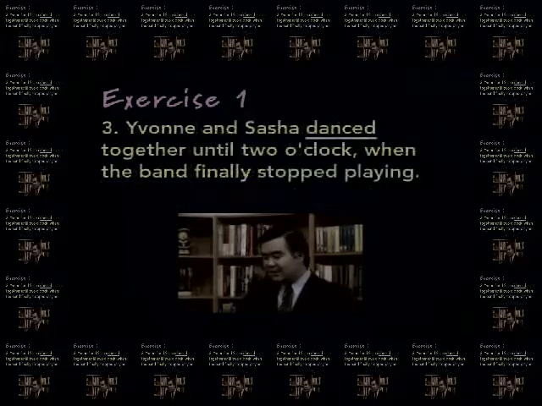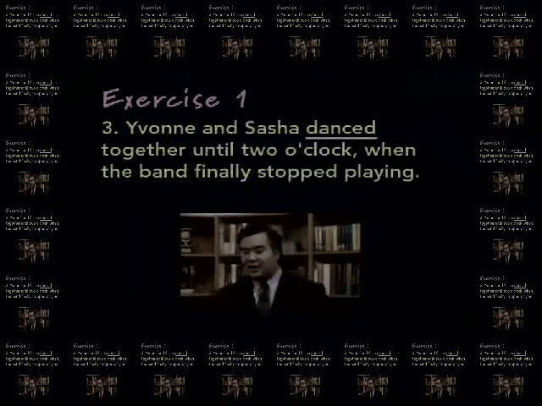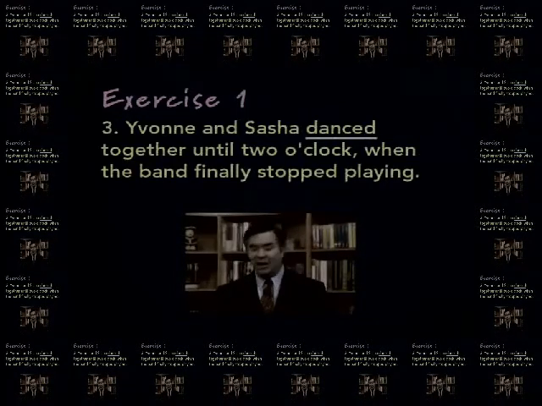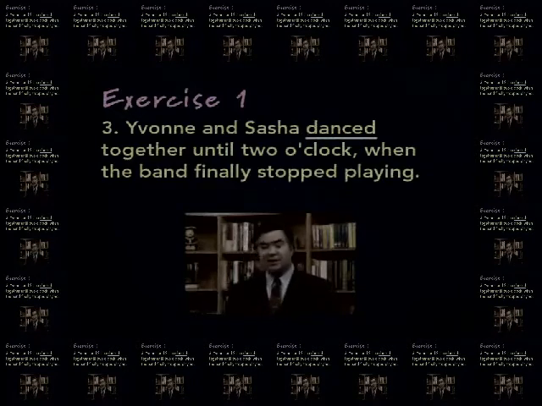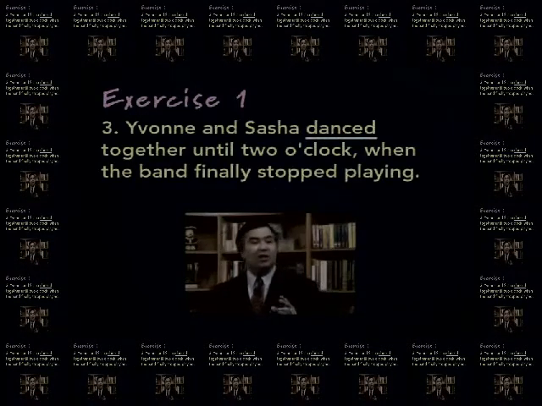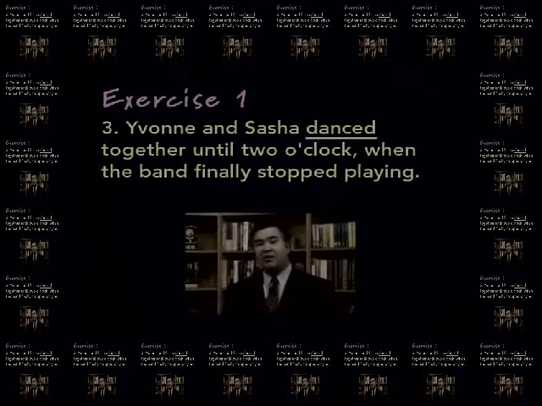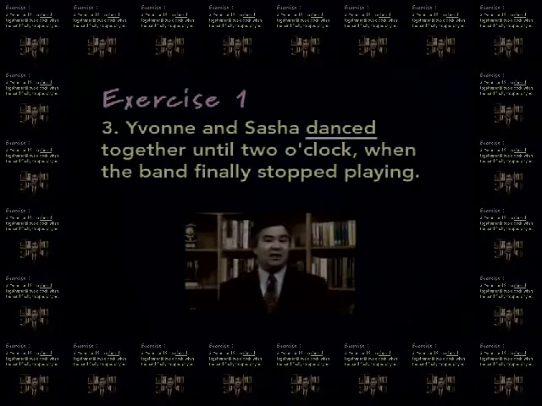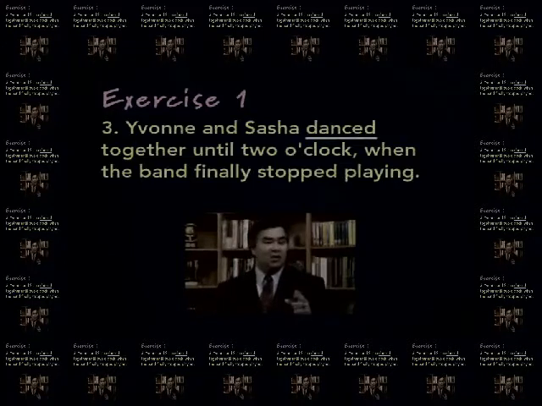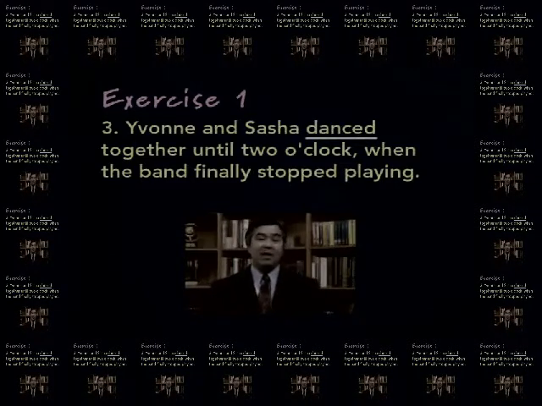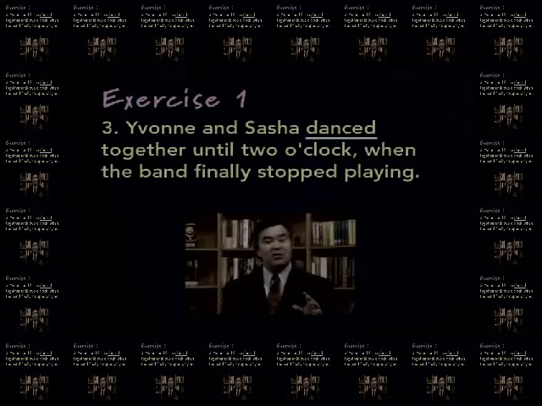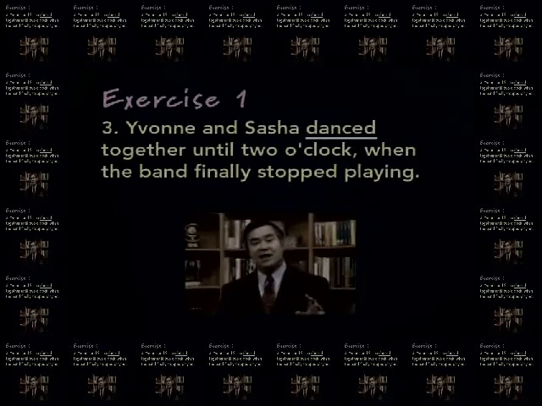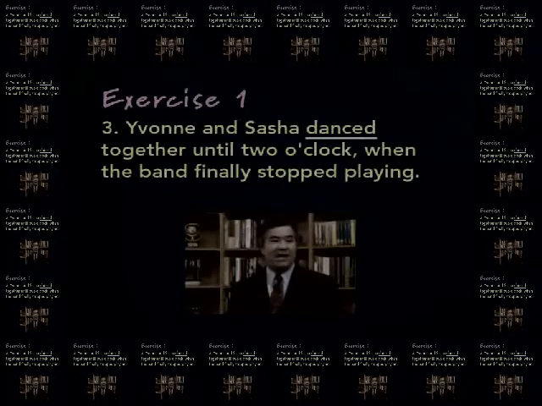Our next example. Ivan and Sasha danced together until 2 o'clock when the band finally stopped playing. Now in this sentence, the word danced is underlined. So that's the verb that we want to focus on. What's the subject of the verb danced? The answer is Ivan and Sasha. Remember that the subject of a verb may be compound. That is, it may be two nouns that are joined by a word like and. So Ivan and Sasha are the subject of the verb danced.